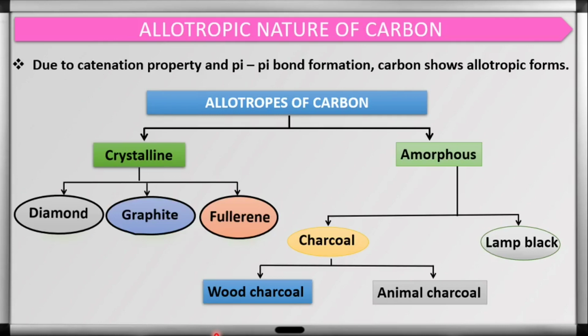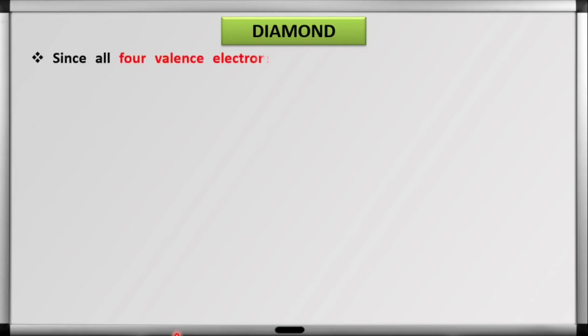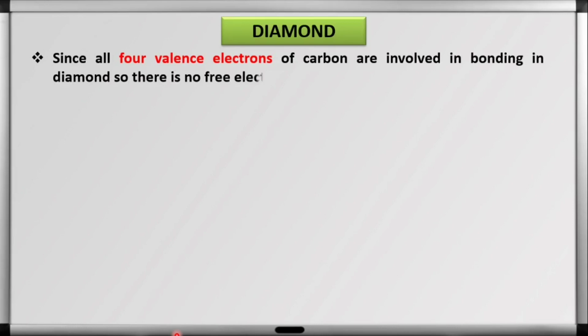Now we are interested in the crystalline allotropes of carbon: diamond, graphite and fullerenes. First of all we look at diamond. Diamond, as you all know, is a precious element, known as a precious ornament. So first of all we look at the chemistry here of the diamond.